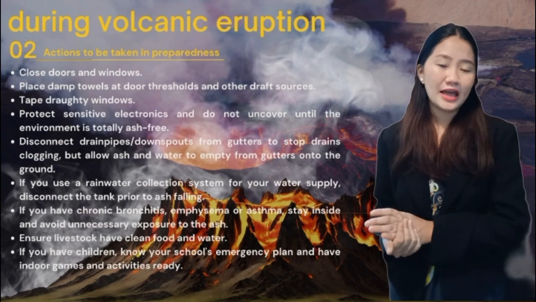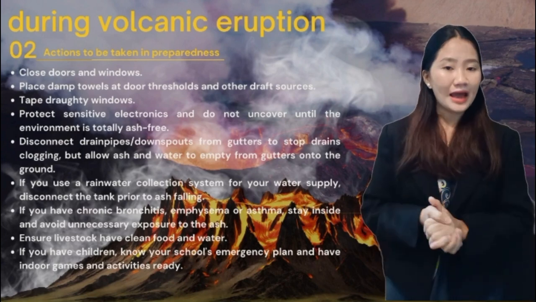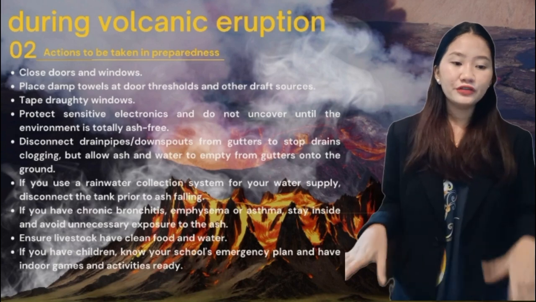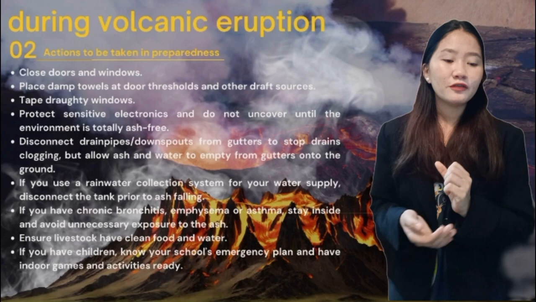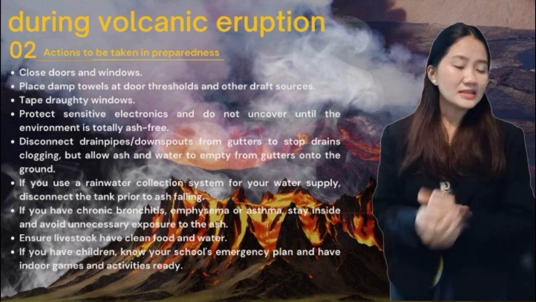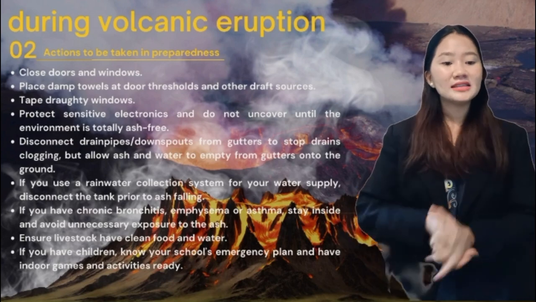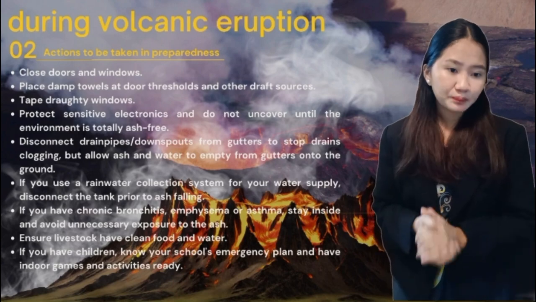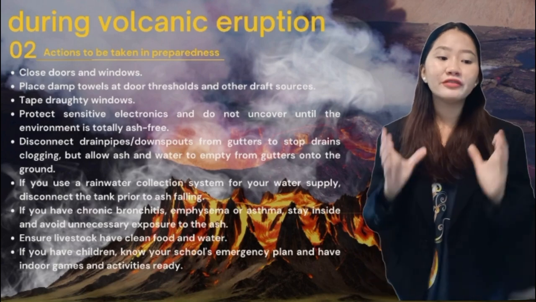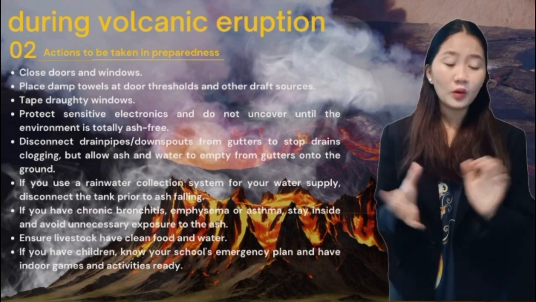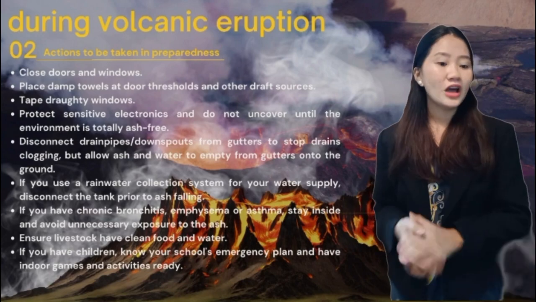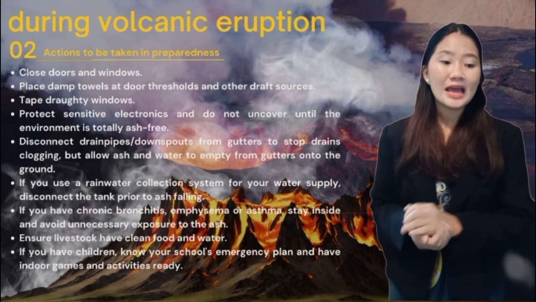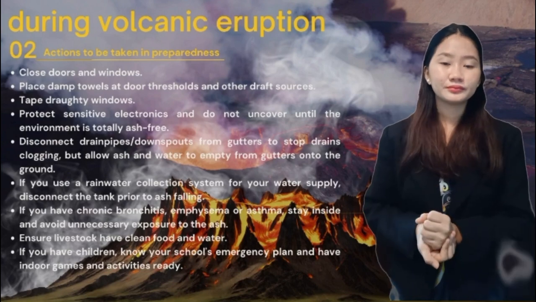If you use a rainwater collection system for your water supply, disconnect the tank prior to ash falling. If you have chronic bronchitis, emphysema, or asthma, stay inside and avoid unnecessary exposure to the ash. Ensure livestock have clean food and water. If you have children, know your school's emergency plan and have indoor games and activities ready.